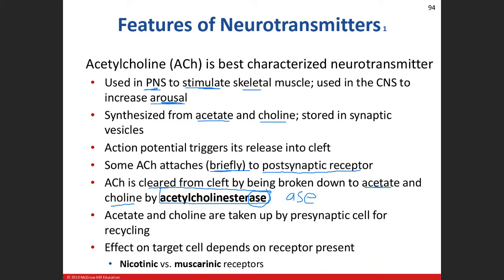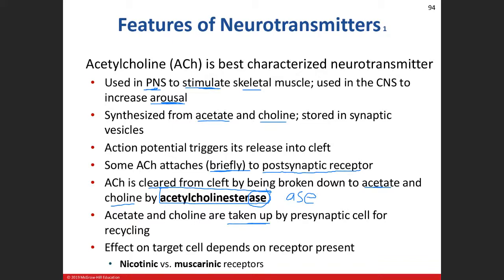It breaks acetylcholine down into acetate and choline, and then the presynaptic cell takes it back up and sticks it back together as acetylcholine in the synaptic vesicles. Once it's broken down into acetate and choline, it can no longer be effective. It's not an active neurotransmitter, and it won't be able to affect the target cell receptors anymore.